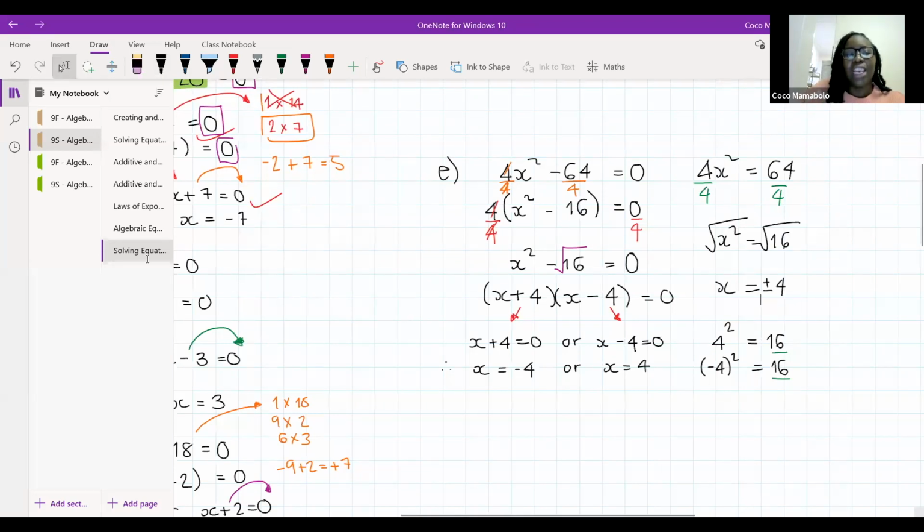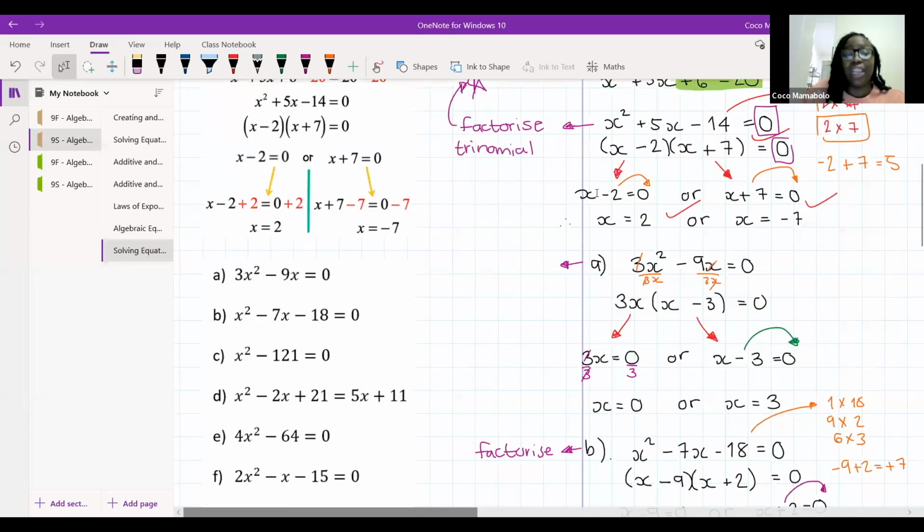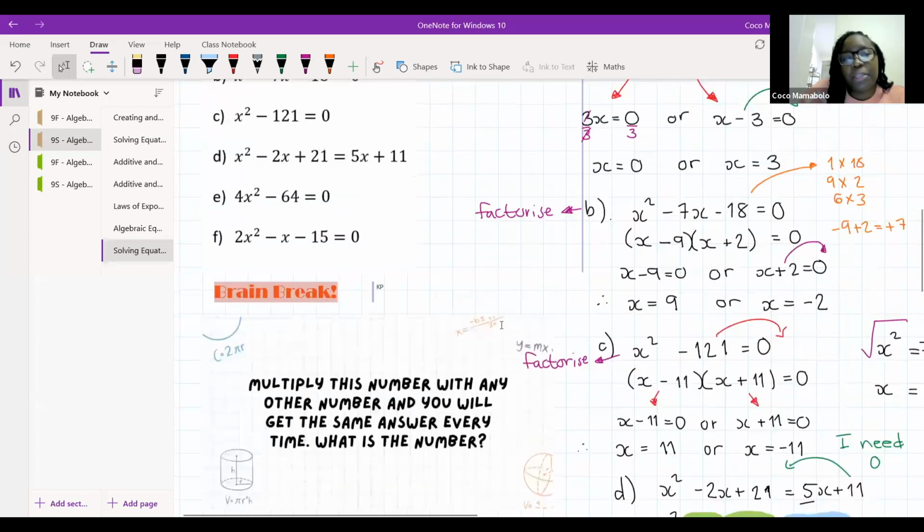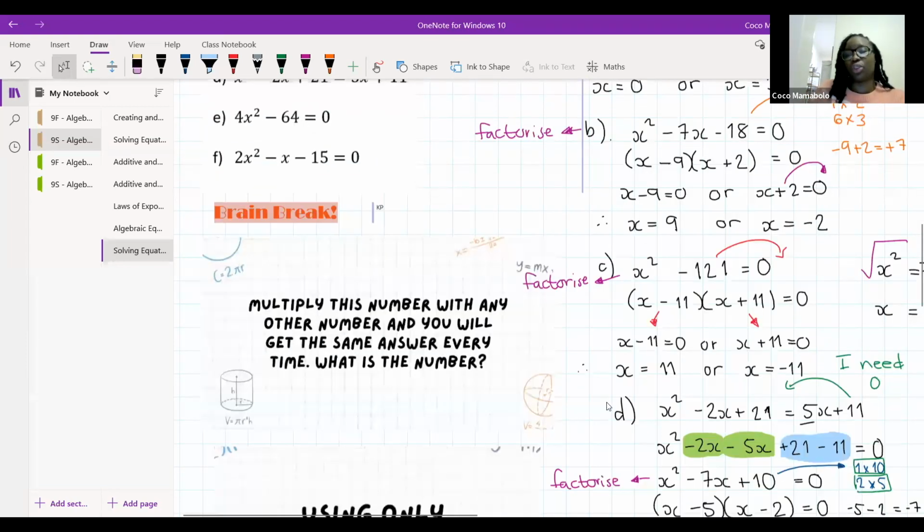Very well done. All right, let's do a quick brain break and then we're going to finish up today's lesson because I think you guys have done a lot. We've done a lot today. Now here's our first brain break, guys. I want you to think of this question and tell me how you would answer it. It says, multiply this number, we don't know what the number is, with any other number and you will get the same answer every time. What is the number?